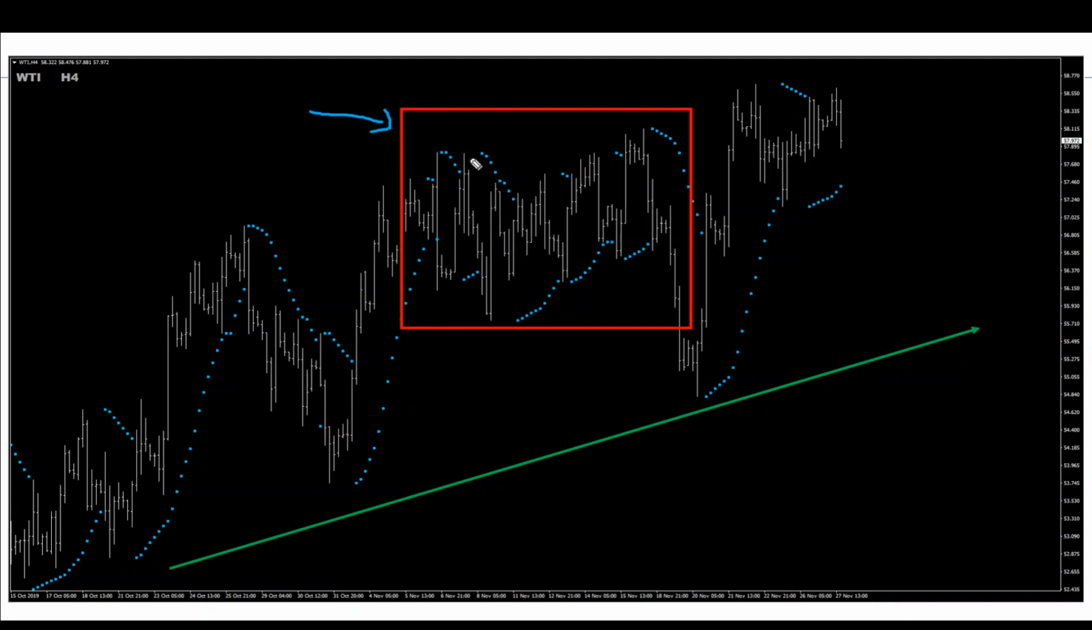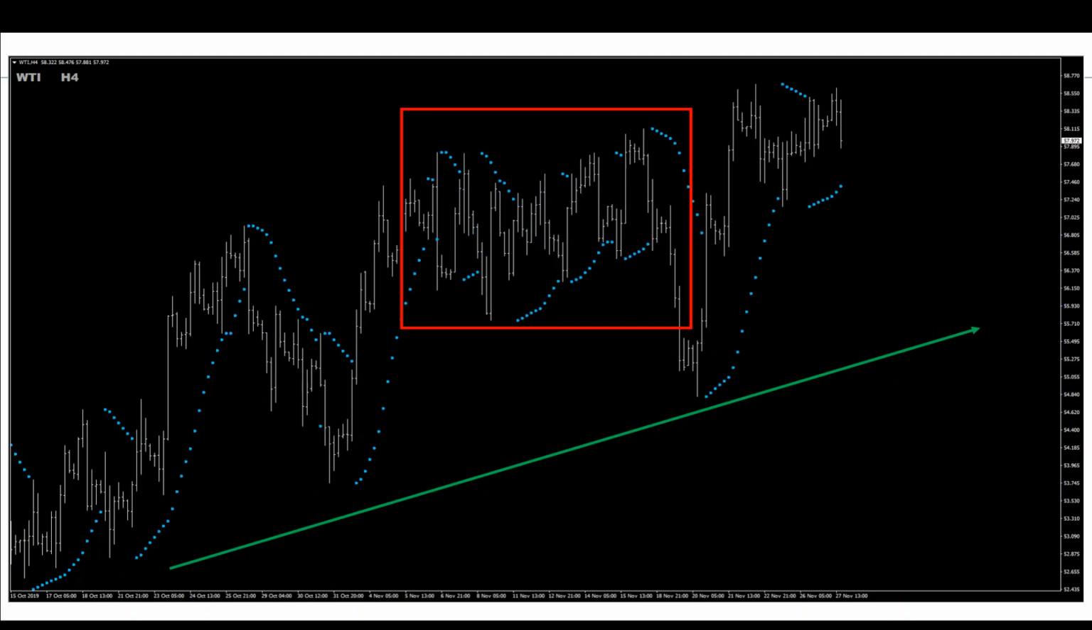Remember what we said just a few slides ago? When it's inside a range, the parabolic SAR doesn't really give us much. And this rectangle here marks exactly that: a flat move, a range, a sideways move. This is where you can see switch, switch, switch, switch. The dots are flipping around the price constantly.